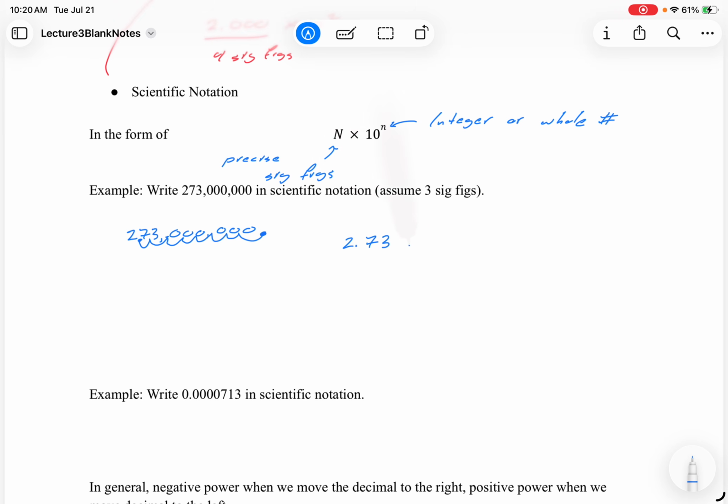2.73 times 10. This is going to be your N, right? And then we're going to have a little n. What's that little n going to be? Well, that's easy. Just count the number of places your decimal place basically hopped. So 1, 2, 3, 4, 5, 6, 7, 8. 8 places. So yeah, this is 3 sig figs.